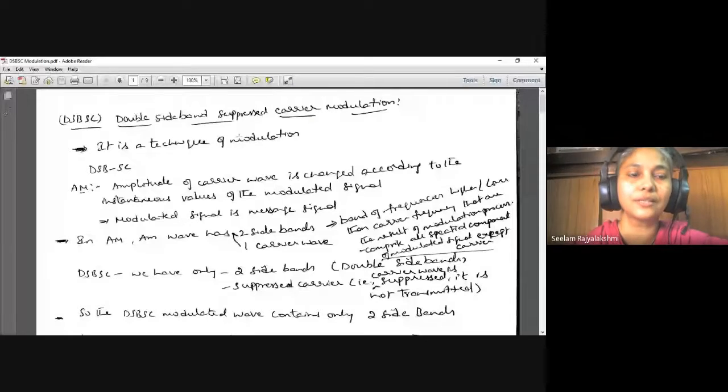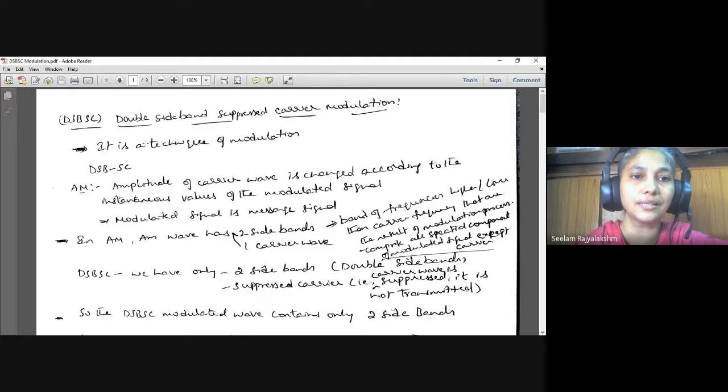Double sideband suppressed carrier modulation. In the name itself we have double sideband. That means this DSBSC, or double sideband suppressed carrier modulation, is also a technique of modulation. Already we have seen amplitude modulation and demodulation. This is also a modulation.